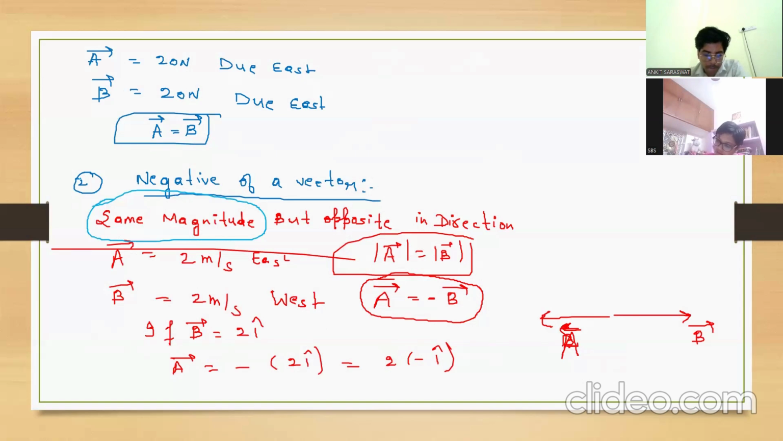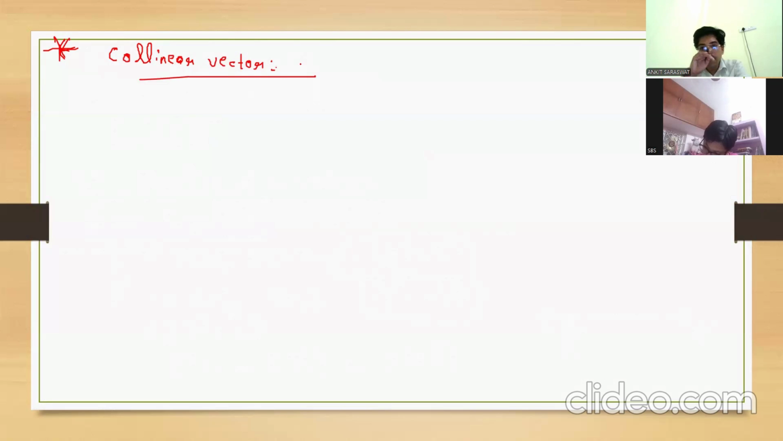After this, write down collinear vector. Write down the heading. Next. Collinear vector. Under this, write down. Vectors collinear means if they lie on the same line. Clear? If vectors are lying on the same line, we say collinear. If you draw a line, you can write a definition which lie on the same line.